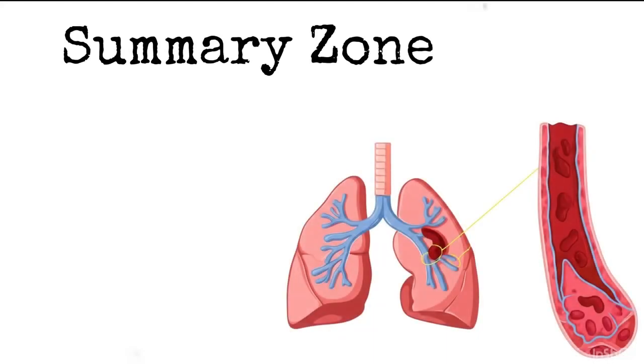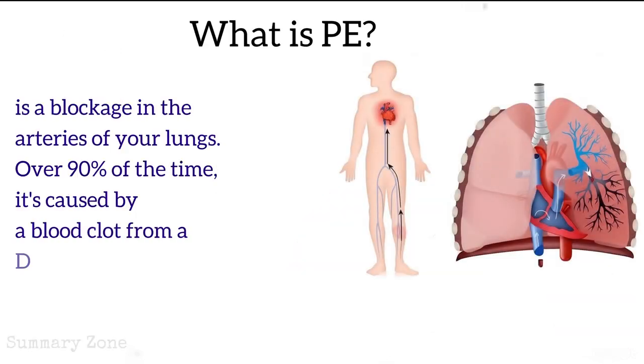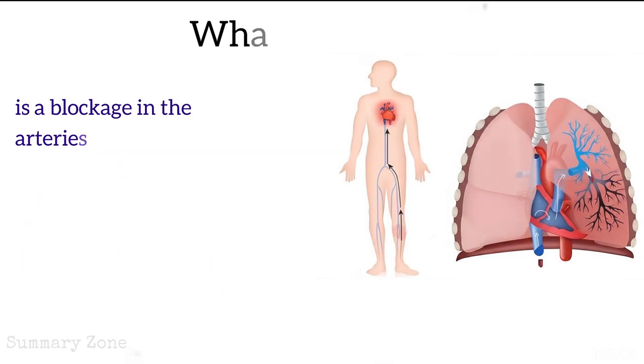Hello and welcome. In this video we are going to summarize a condition known as pulmonary embolism. What is PE and how does it present? A pulmonary embolism is a blockage in the arteries of your lungs. Over 90% of the time, it's caused by a blood clot from a deep vein thrombosis, DVT, in the leg that travels to the lungs.